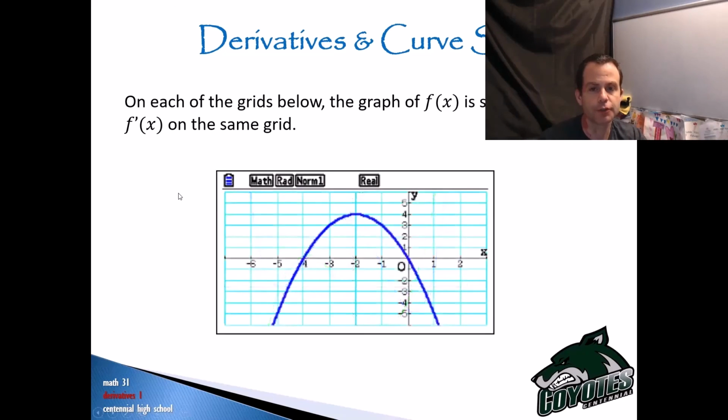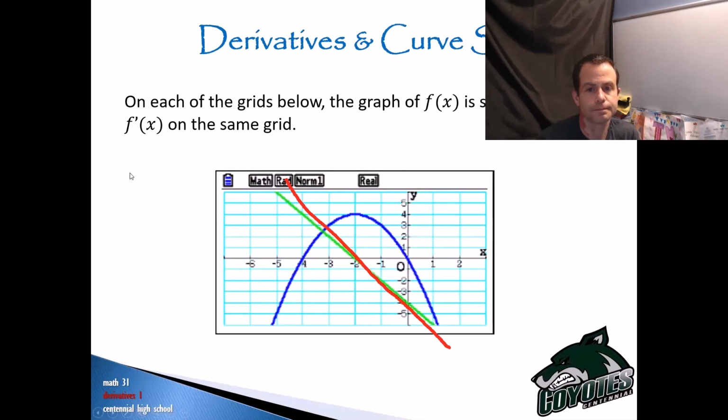All right, try this one. On each of the grids, keep going. So sketch f prime of x. I know I would have a 0 there because my tangent line there is 0. The derivative has to be 0. I am increasing, so I should be positive. Now I'm decreasing, so I should be negative. So something like that.